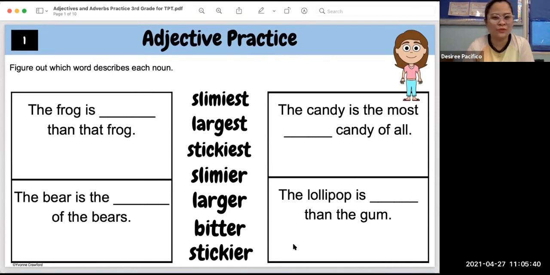Okay, let's move to the next sentence, the last one. The lollipop is blank than the gum. So what are the two nouns being compared here? Lollipop and gum. So we only have two items being compared. So we are going to use the comparative adjective. So we are going to check which word has er: slimier, larger, bitter, or stickier. What do you think is the correct adjective?